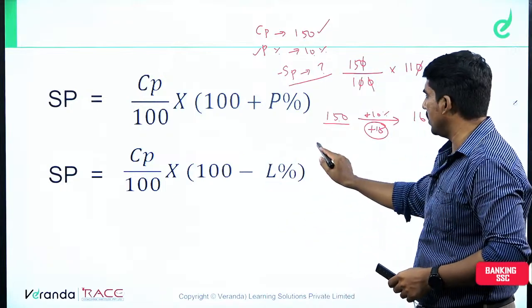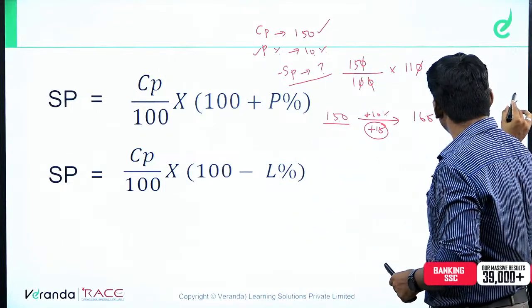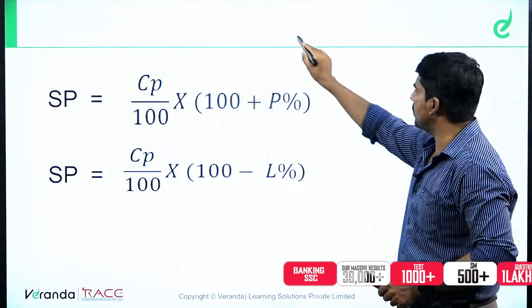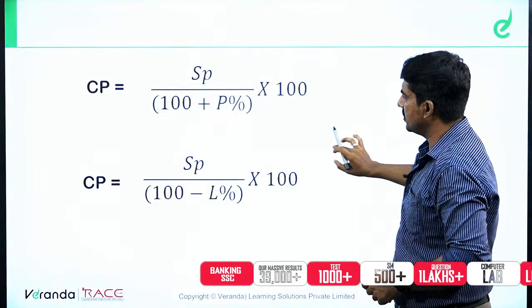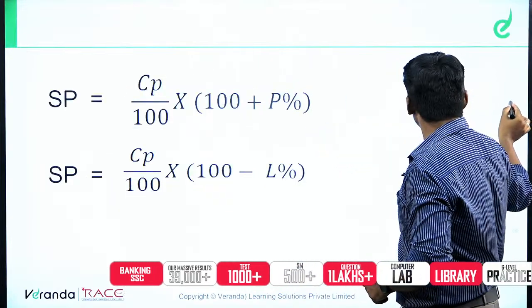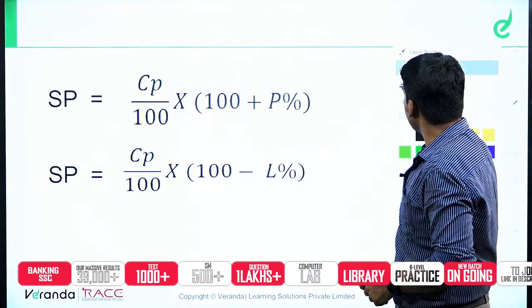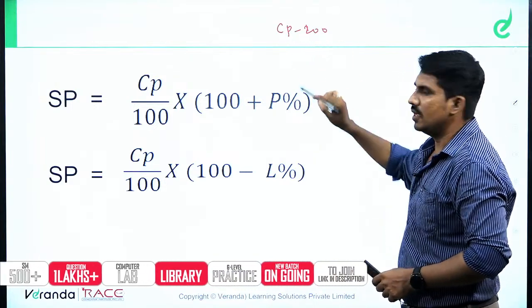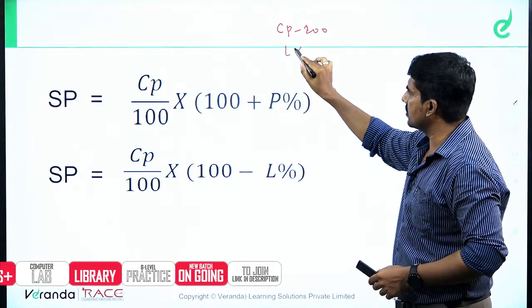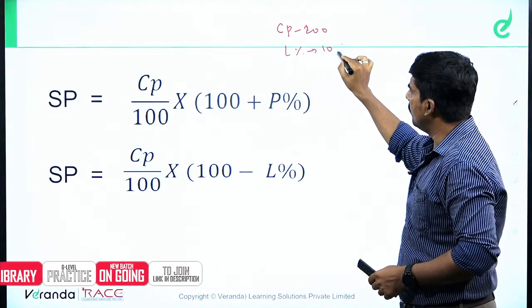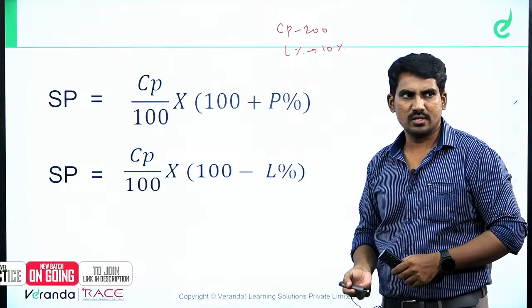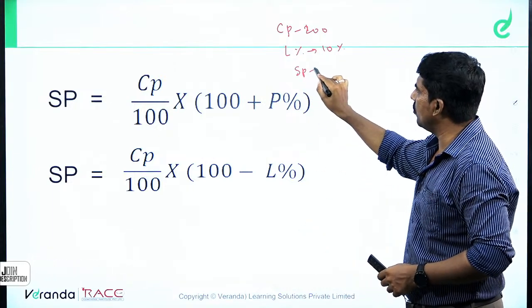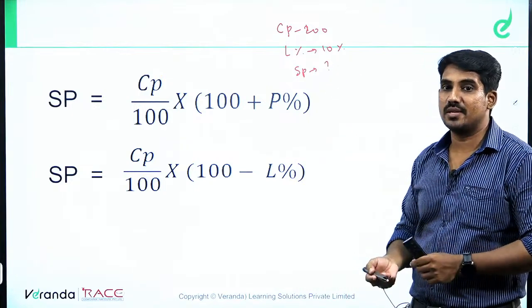Loss given means what can we do? Same concept. We take the cost price as 200 rupees. Cost price is 200 rupees, and a person sold with a loss. Loss of how much percentage? For example, we take a 10% loss, right? Easy to understand. SP we have to find out. What is the basic method?